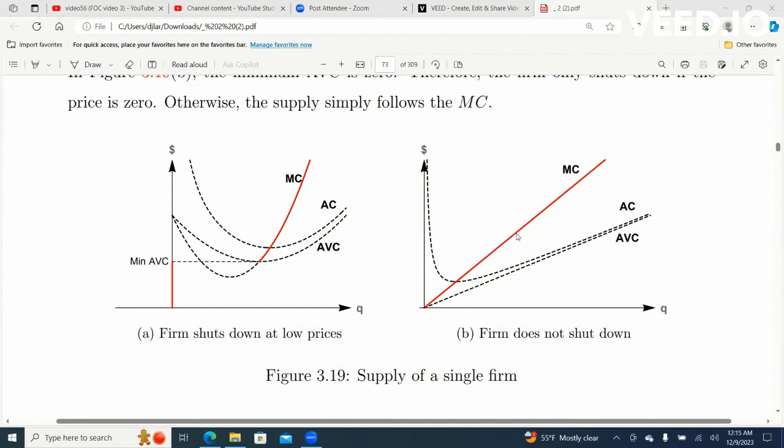Firm shuts down at low prices. Firm does not shut down. They're different kind of graphs though. So we can see from what they're kind of saying before, if we just take the basic idea, interpret all this is very hard, I agree. But the firm shuts down over here. There's not a lot of meaning there. But we're talking about two things in this whole little chunk.